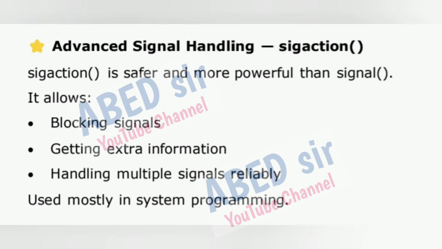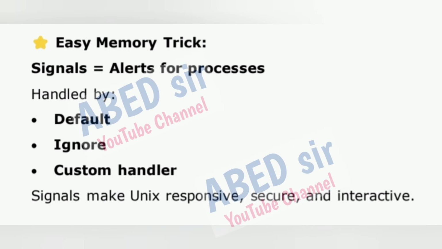Advanced signal handling: sigaction is safer and more powerful than signal. It allows blocking signals, getting extra information, handling multiple signals reliably, used mostly in system programming. Easy memory trick: signals are equal to alerts for processes. Handled by default, ignore, custom handler. Signals make Unix responsive, secure, and interactive.